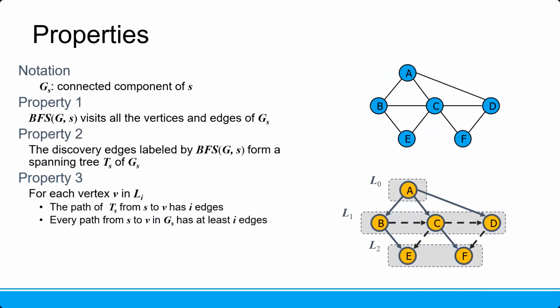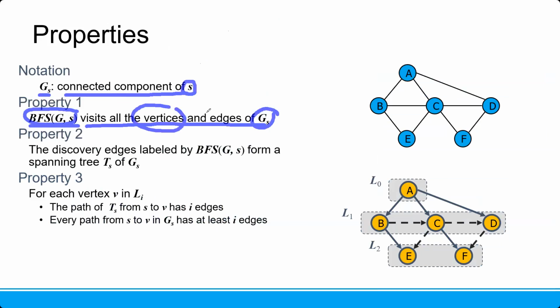In DFS, we have properties. In BFS, we also have properties. Let GS mean a connected component of G containing S. Property one means that BFS visits all the vertices and edges of GS. So if the graph has a connected component of S, then we need to visit all vertices and all edges.